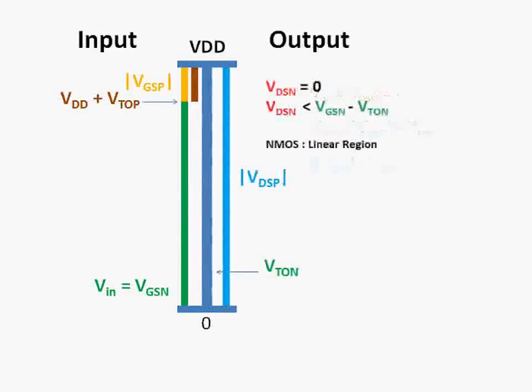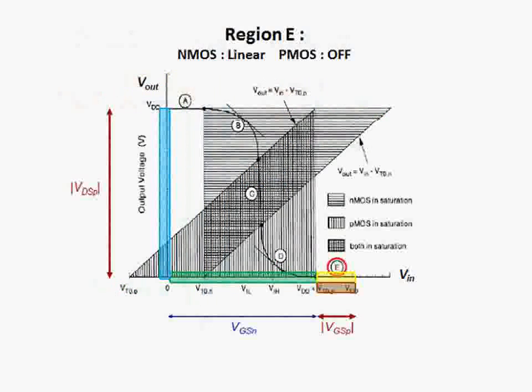Therefore, by visual inspection, we can conclude that the NMOS is operating in the linear region. In region E of the CMOS inverter, the NMOS transistor is in the linear region. The PMOS transistor is in the cutoff region.